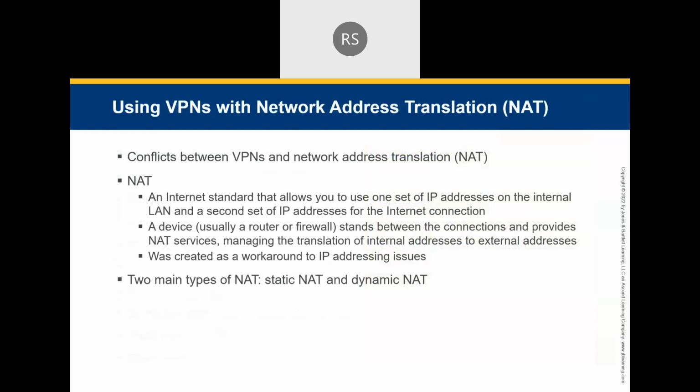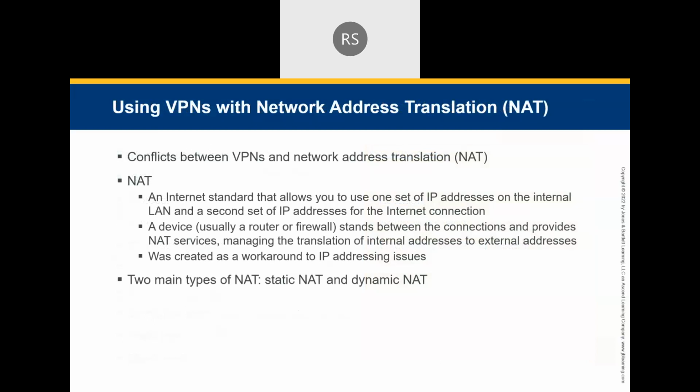So now we're going to look at the interaction between VPNs and network address translation, or NAT. This is something that is a common networking scenario. So NAT is the internet standard that allows organizations to use one set of IP addresses on their internal network while using a different set of IP addresses on their external internet connection. So this is something that's particularly useful when there's a shortage of public IP addresses.